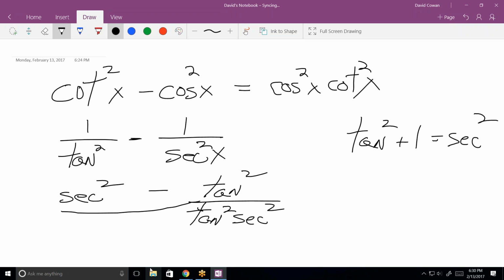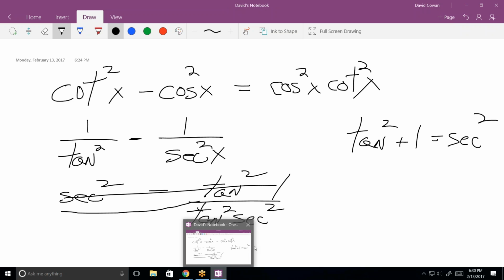Secant squared is that just equal to 1? Well, yeah. In other words, if I move the tangent squared to the other side, I get secant squared minus tangent squared equals 1. I can replace that with a 1. Now I'm getting closer to my answer.